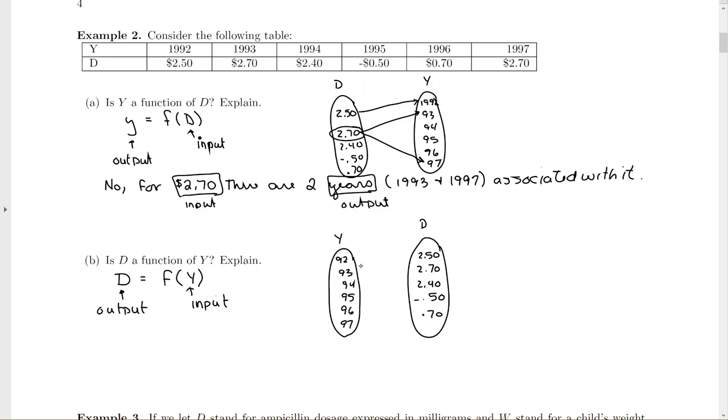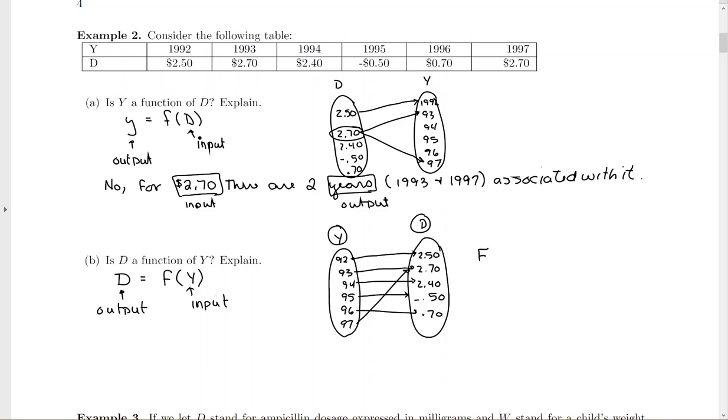So now we can go ahead and do the mapping. 1992 went to 250, 93 went to 270, 94 to 240, 95 to -50, 96 to 70, and then 97 up to 270. For this one, for each input, there is exactly one output. But rather than say input, output, if someone's reading your work, they don't know what you mean by input, output. So use the letters or use the words associated with it.